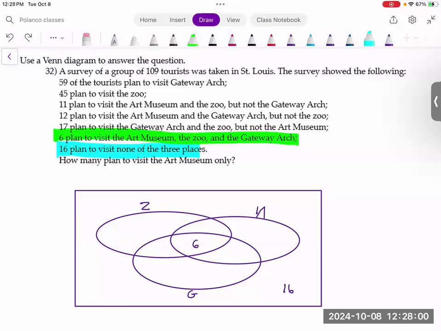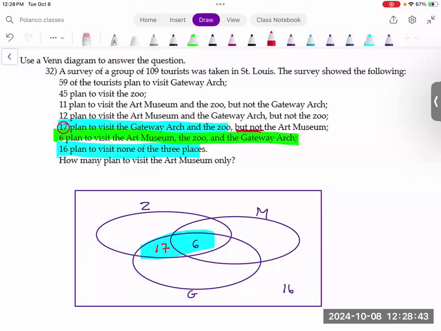And then 17, they're gonna visit the gateway arch and the zoo. So what is the gateway arch and the zoo? Gateway arch and the zoo would be this one, right? However, they are saying, but not the art museum, right? Make sense? So now, because they added that statement, but not the art museum, is the 6 included or not? Not included anymore. Very good. So that's going to be 17 exclusively for this part only, right?